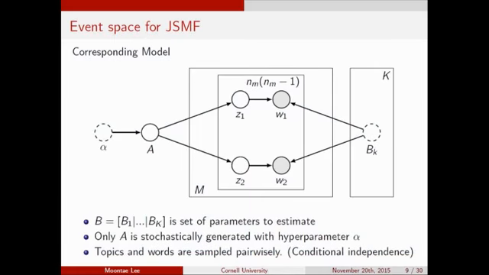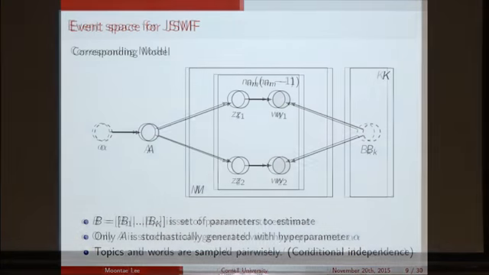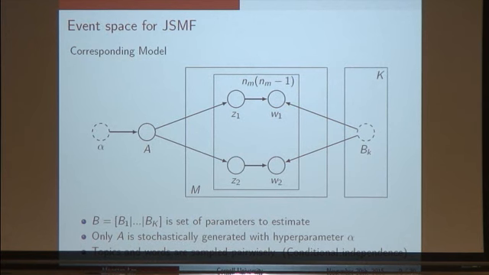Now I'm explaining the event space for joint stochastic matrix factorization. Compared to the previous LDA model, now we have a pair of topics and a pair of words here. The pair of topics is sampled from a topic-topic distribution, and then based on that pair of topics, we sample the words. And the words are, of course, related to the word-topic distribution here.